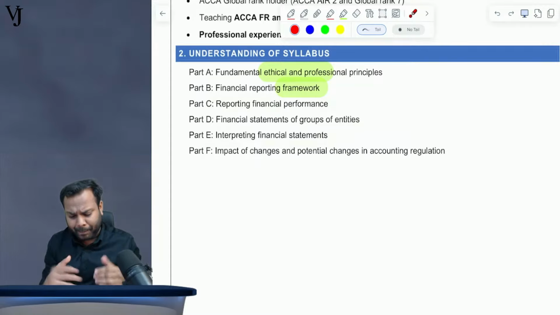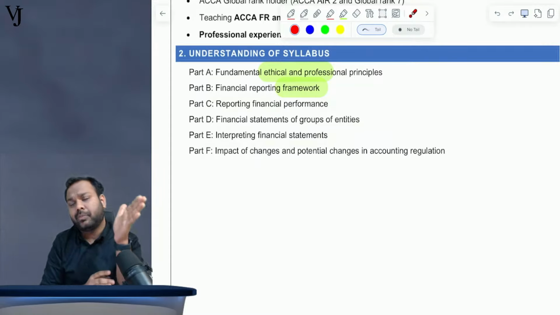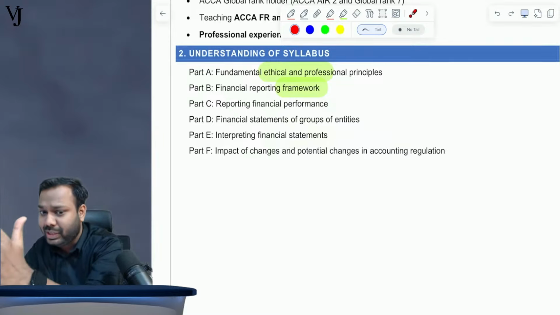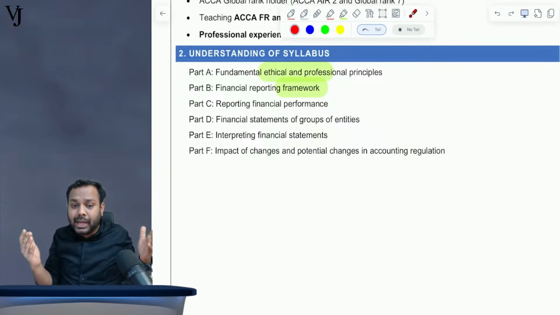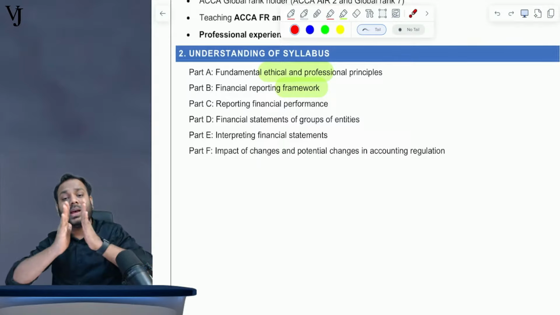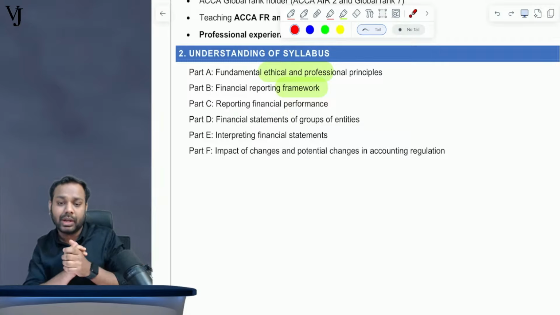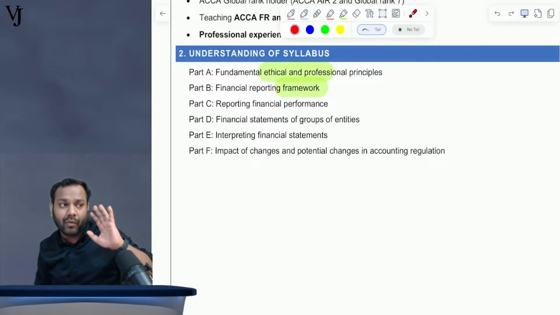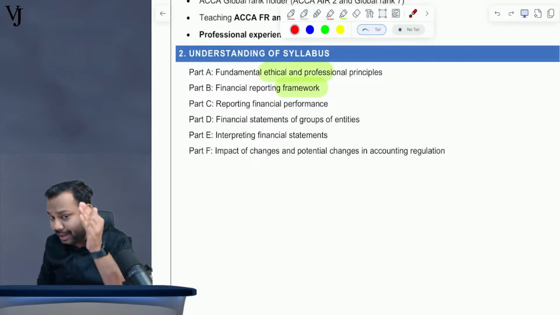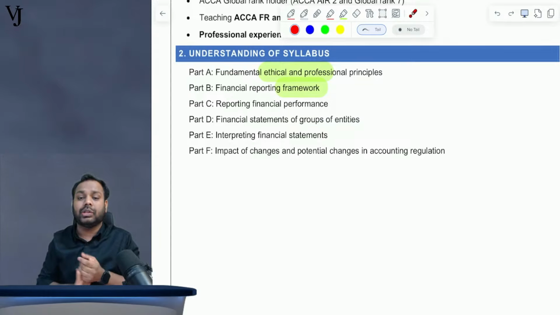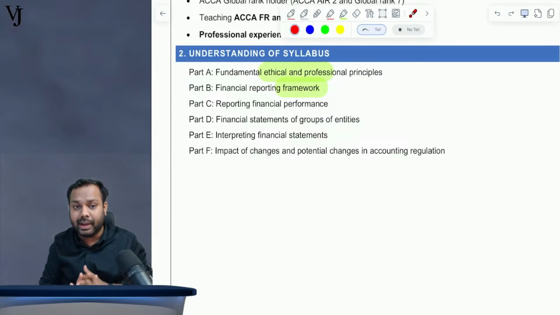Now, many a times we see that the conceptual framework and the already existing accounting standards are in line with each other. But many a times we see that the conceptual framework and the accounting standards in place are in conflict with each other. That is also something we need to study at SBR level, whether the standard and the framework are in line or in conflict. If they are in conflict, then why are they in conflict? All those things we are required to study at SBR level.